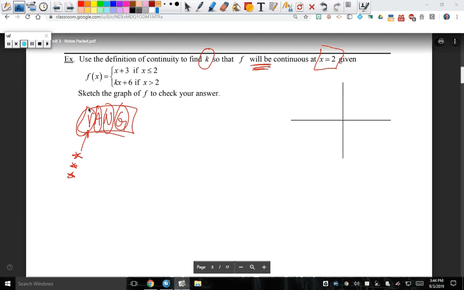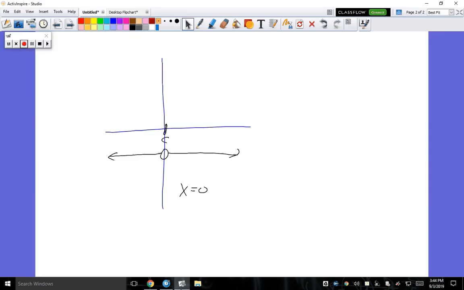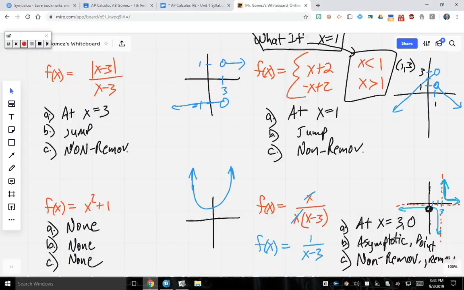Okay? So let's go ahead and look at what the answer should be. We're trying to find a k that would make this continuous. So let's go to our answer right here. Let me scroll down and show you.